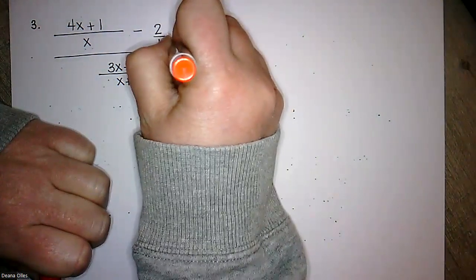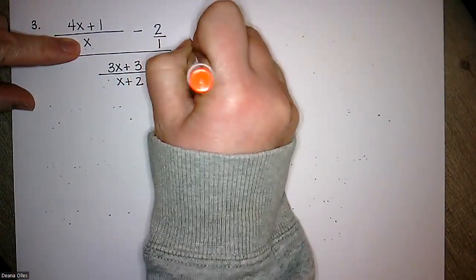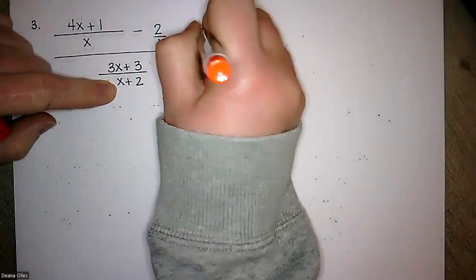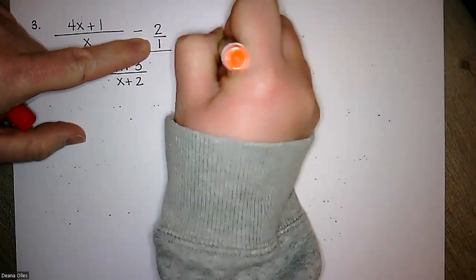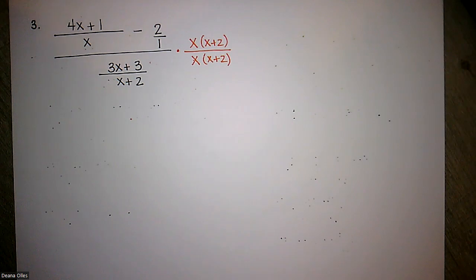So what are the things that I'm trying to get rid of? Well, I want to get rid of this x. And I want to get rid of this x plus 2. There's no need to get rid of 1. Okay. And we're not really getting rid of anything. We're just sort of rearranging. Okay. So again, we're going to go through the distribution process.